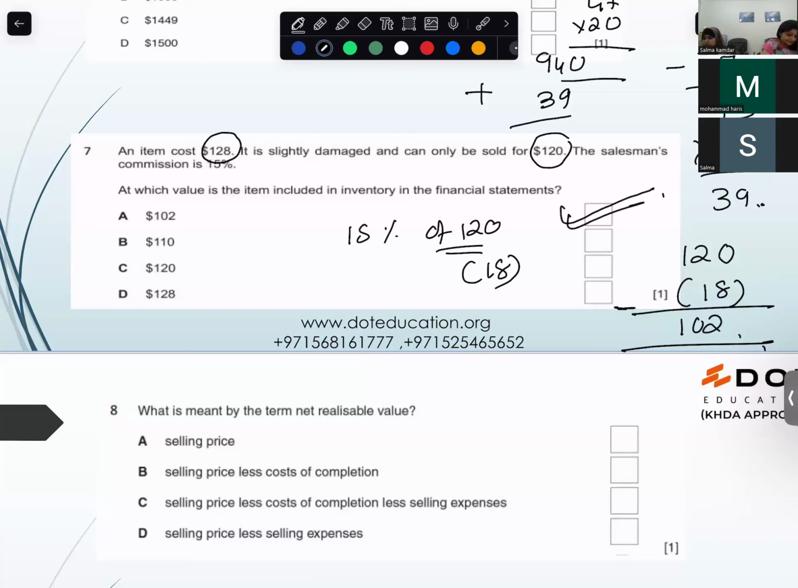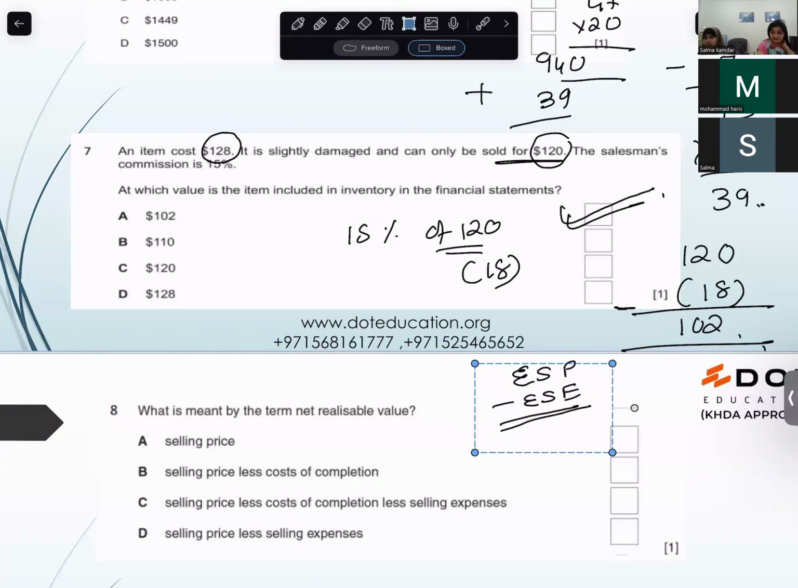Miss, wouldn't we also minus 8 from it? Because they have been slightly damaged and can only be sold for 120. So we use 120, right? Yeah. So NRV is what? Estimated selling price minus estimated selling expenses. Oh, yeah. Miss, you got your answer as 102? Yeah.